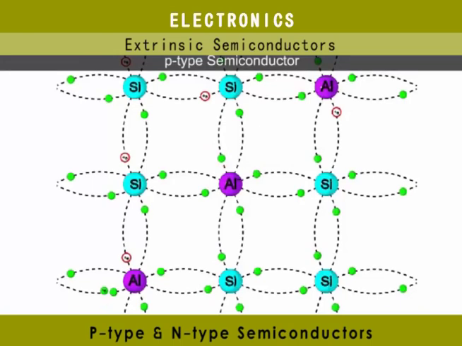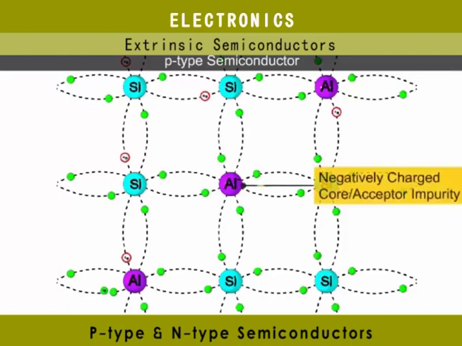When a valence electron fills the hole generated by the dopant atom, the dopant atom becomes negatively charged. Therefore, a dopant atom in a p-type semiconductor is called a negatively charged core or an acceptor impurity.